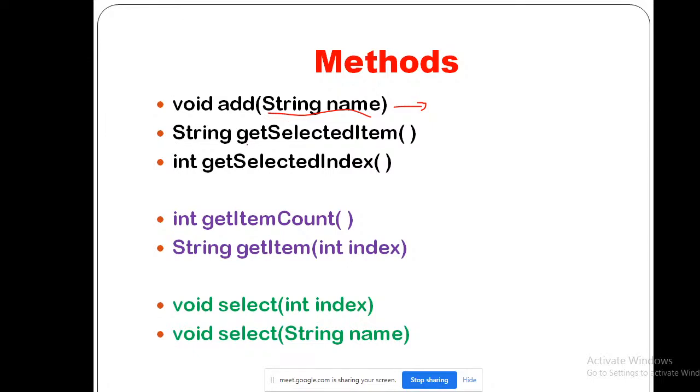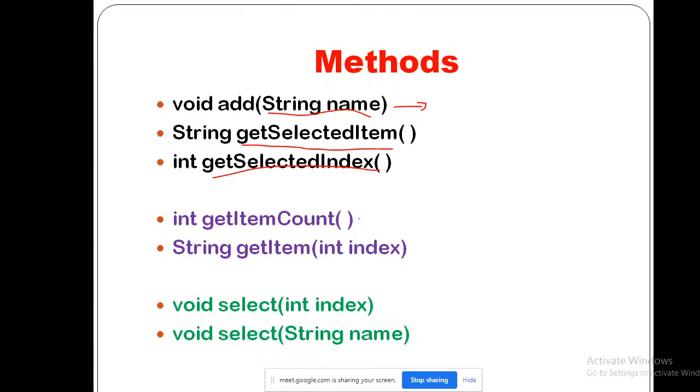Here we can use two methods to get the selected item. One is getSelectedItem, another one is getSelectedIndex. getSelectedItem returns the string, and getSelectedIndex returns the index.